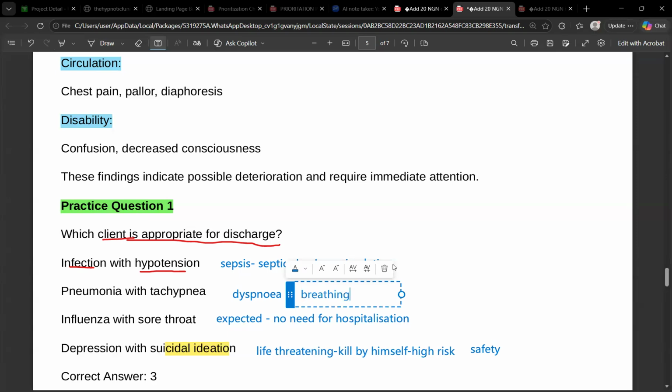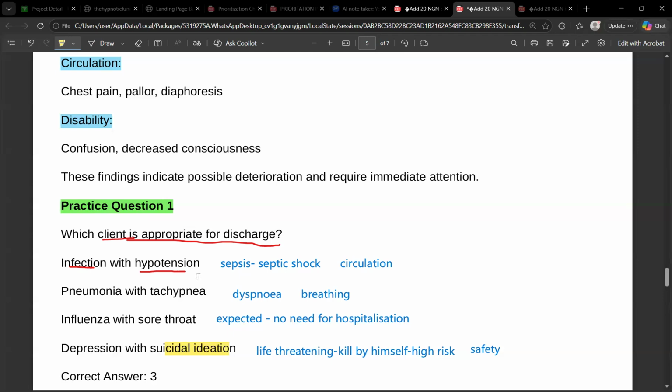But see, that means you have applied the ABC strategy. When you apply airway, here the circulation, infection with hypertension, is our priority. But compared with the other option, it became less priority. And second, even though it is a breathing issue, I am telling you about the priority. Pneumonia with tachypnea is there, but compared with infection with hypertension, this is the less priority only.